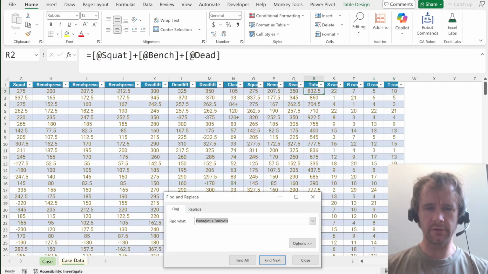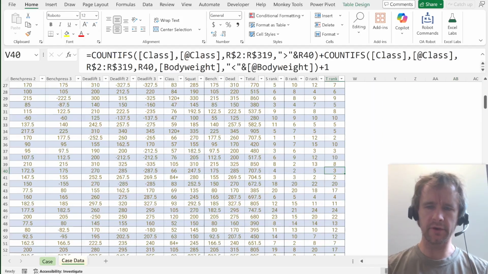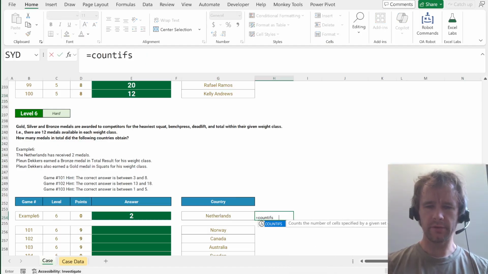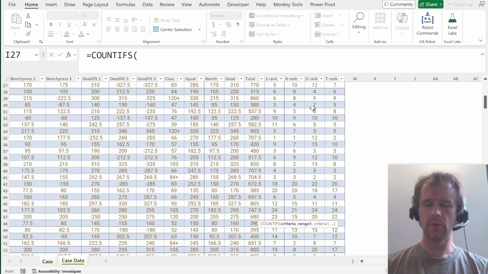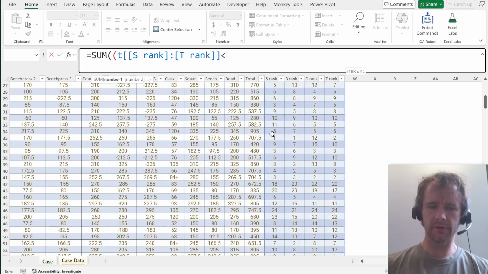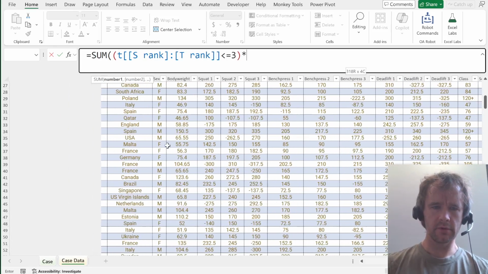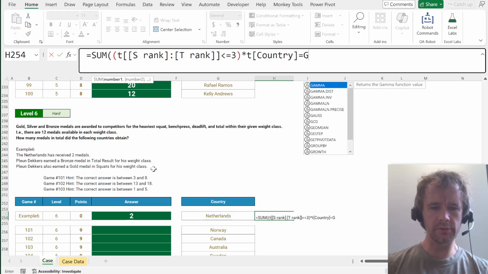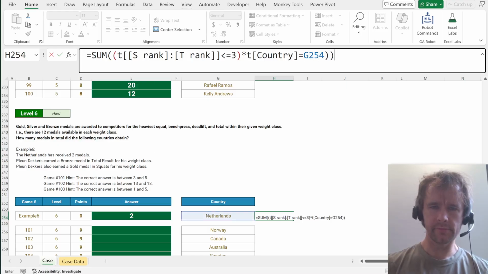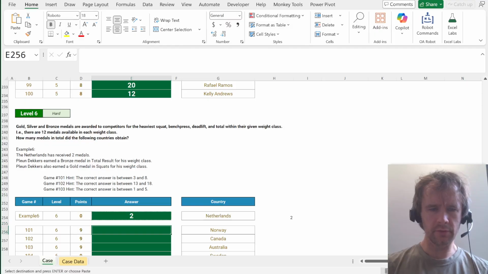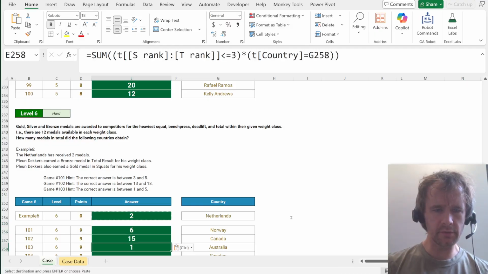All right, so now let's go look for that guy again, and hopefully he is an overall rank of 3. He is. Good. Okay, so then I want to say countifs. Ooh, I guess I don't. I want to say sum of this less than or equal to 3 times this is equal to G254. Hooray. Between 3 and 8, yes. 13 and 18, yes. 1 and 5, yes.